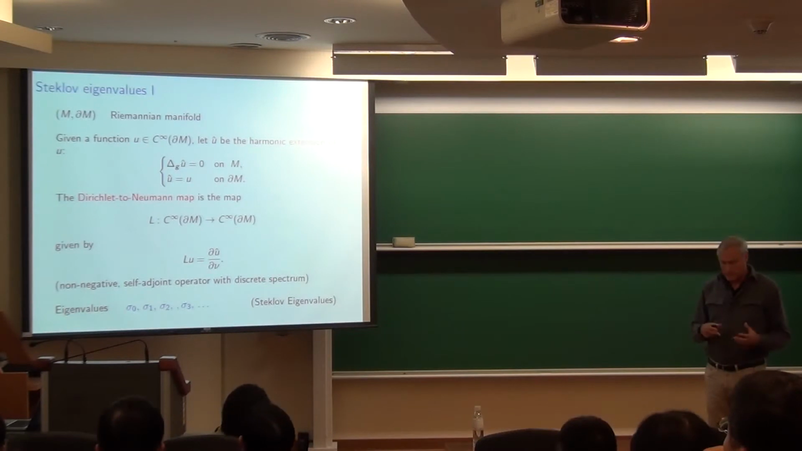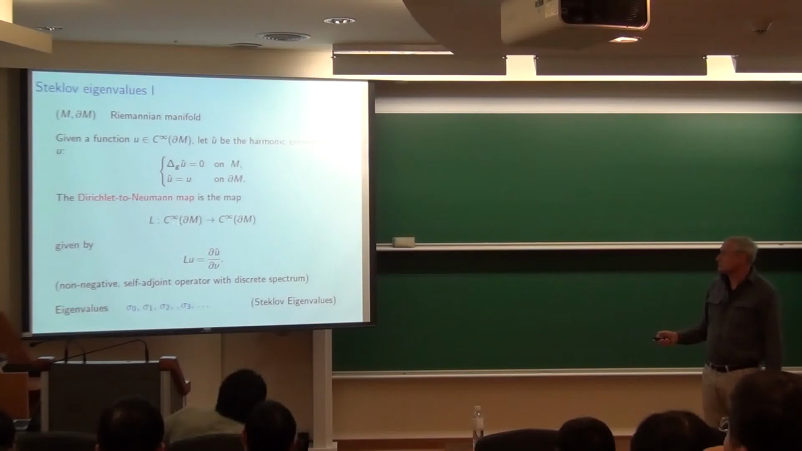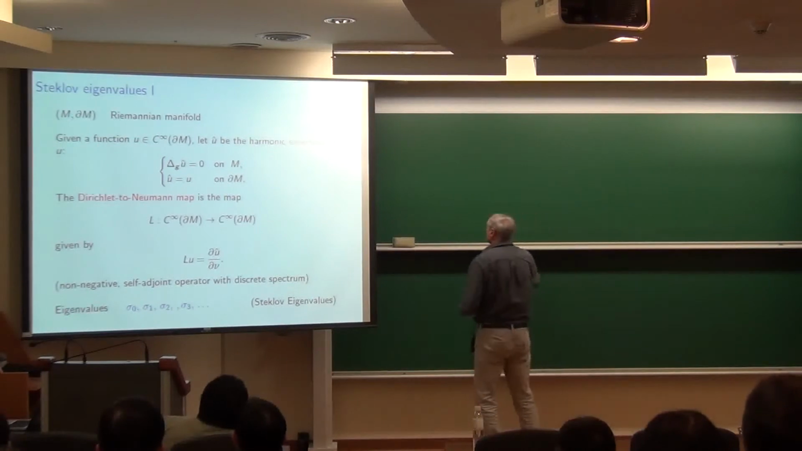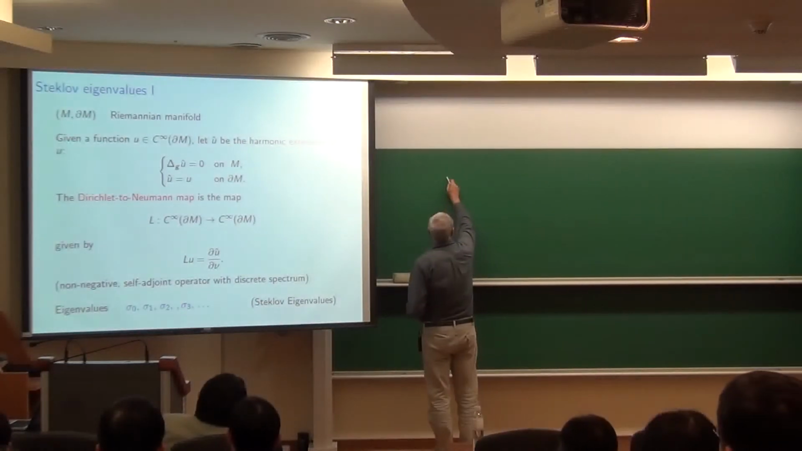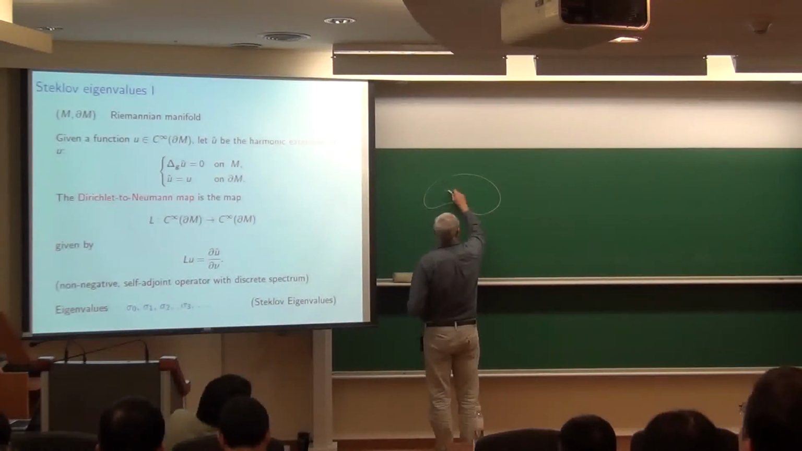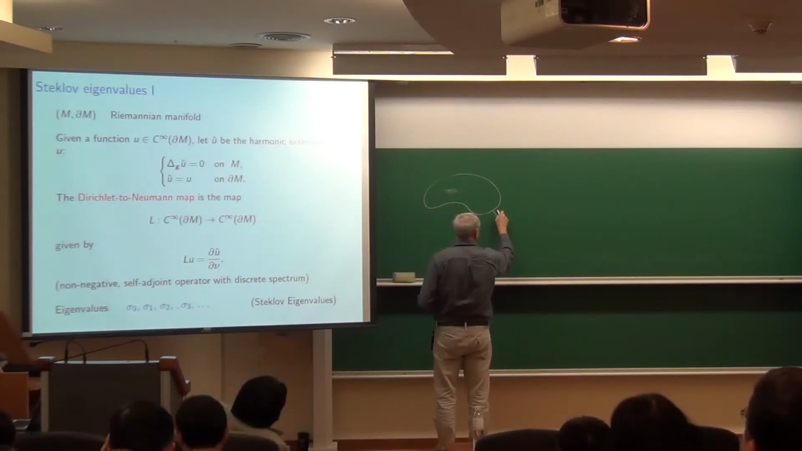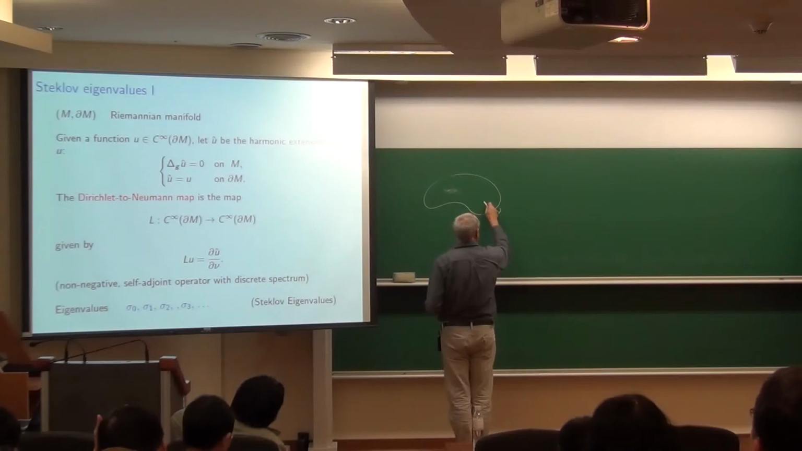Then the map we're going to consider is the map which sends the function u to the normal derivative of u hat, where nu is the outward unit normal. We have a surface with boundary, and nu is the outward unit normal.